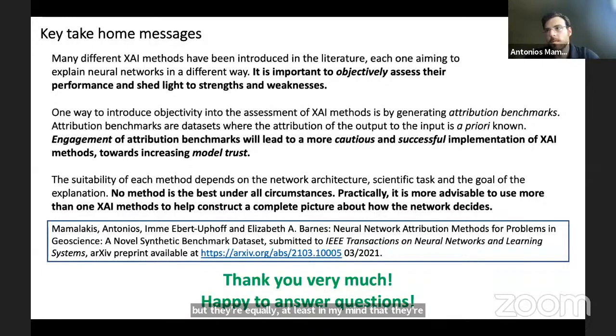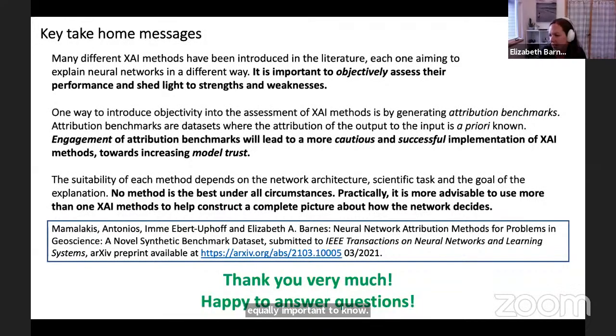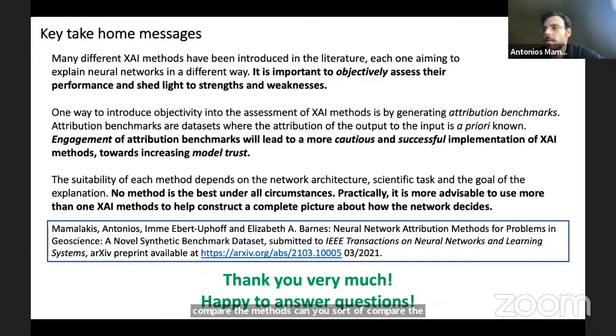So here's an interesting one that was just added. Could this work be extended to understand whether certain climate problems or applications are harder to use an XAI method for attribution on? So rather than compare the methods, can you compare the problems? Oh yeah, definitely. That's actually very interesting.